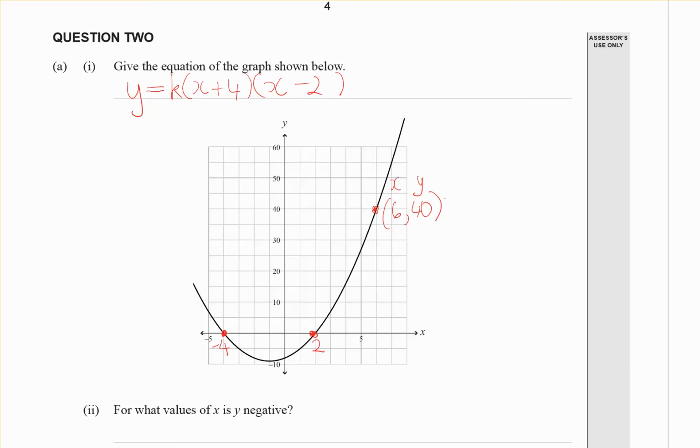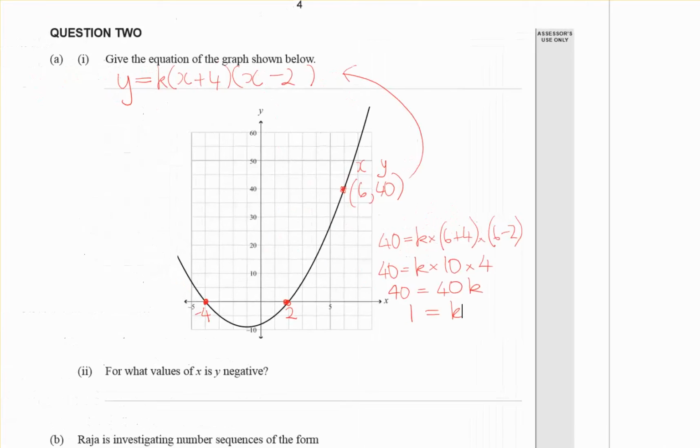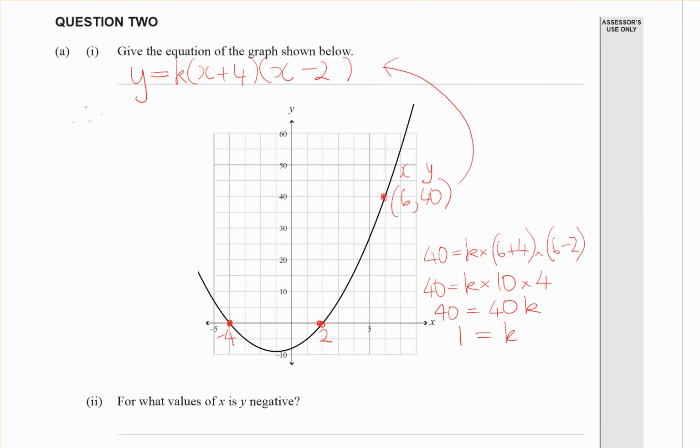Now if we substitute this point into that equation, we get 40 for y equals k times 6 plus 4 times 6 minus 2. And you can see that k is just 1. And for question 1 part A, you would assume that it would just be the standard one. So therefore y equals x plus 4, x minus 2.